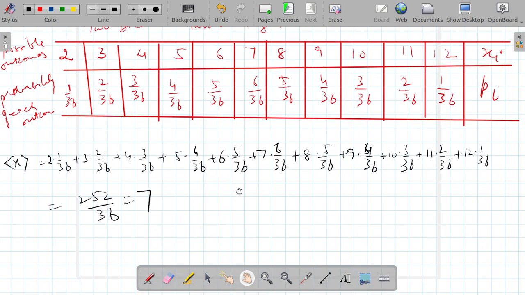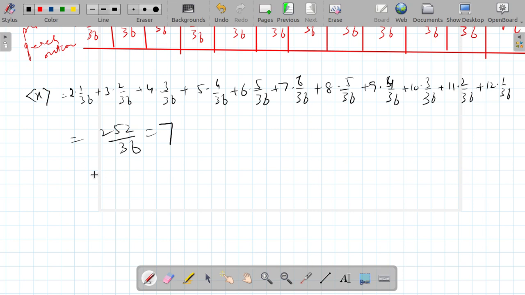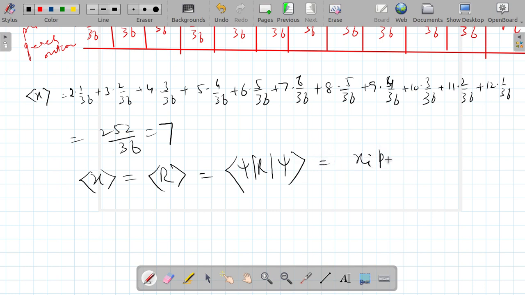So very interestingly, what did I get? I got the result that this expectation value, which earlier I had taken as R, I can take it as X or R, and it is equal to psi R psi, right? Or I have used the formula summation pi xi, i varies from 1 to, sorry, not 1 to 6, but 1 to 11, in our example. And in every case I am getting it as 7.